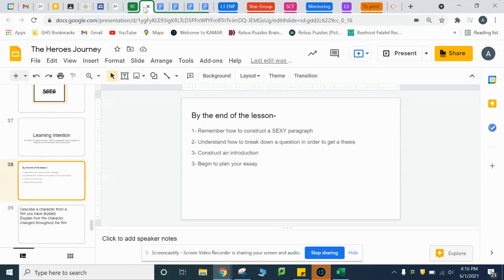Okay, hi Year 9, we're back again, and we're up to number 2 on by the end of this lesson: to understand how to break down a question in order to get that thesis.